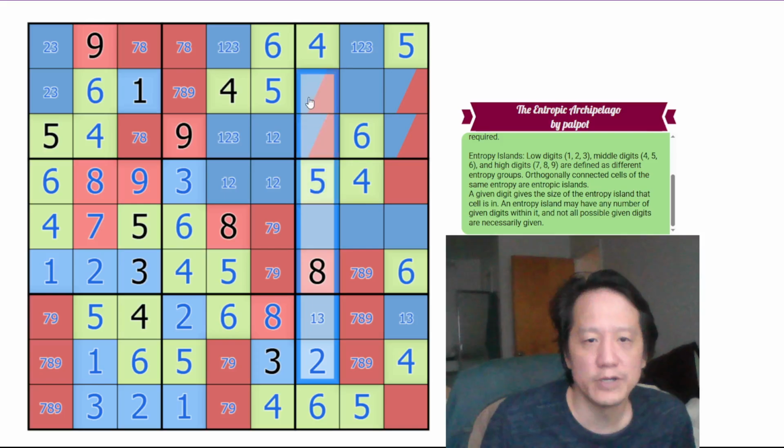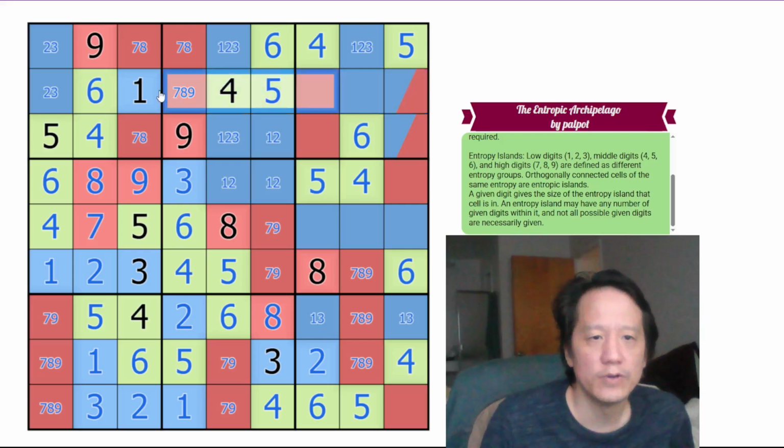We have 3 lows already in column 7, so these both cannot be low. These are both high. One of these is high here. We have 3 lows already in row 2, so this can't be low. This is high. This can't be high, so this is low. We just got these. This is 8. That's fine. This cannot be 8 here.